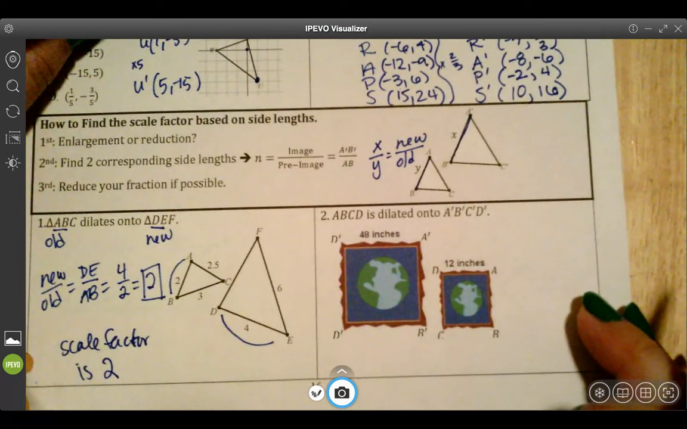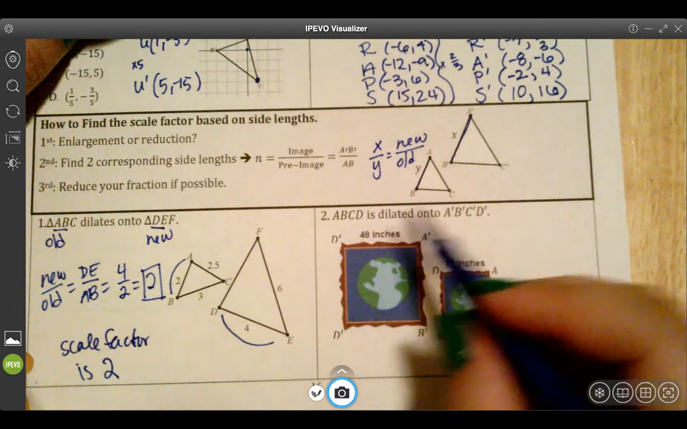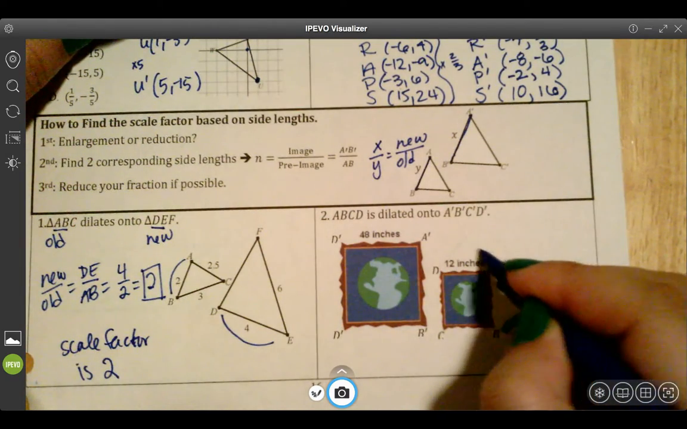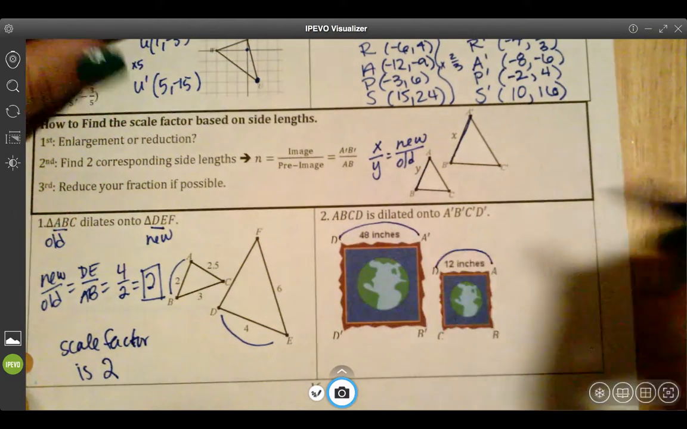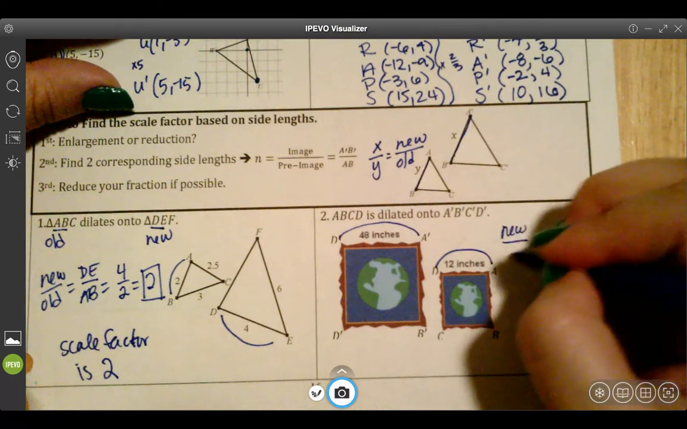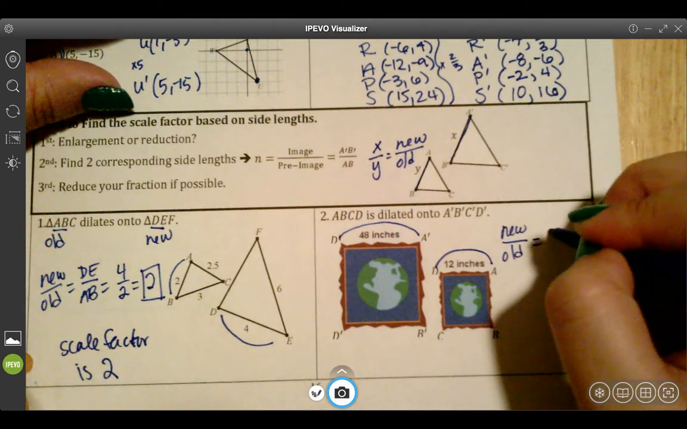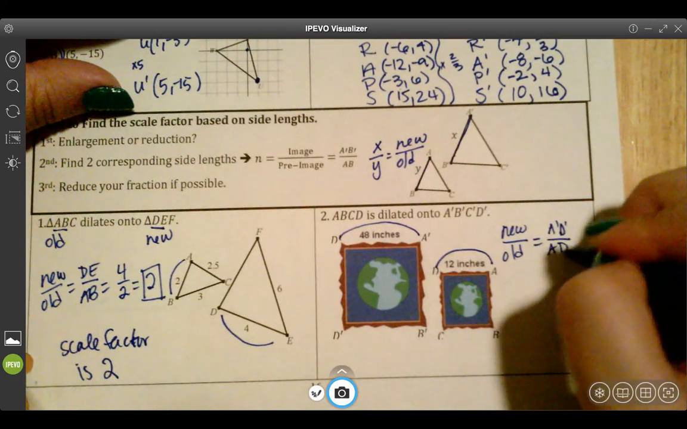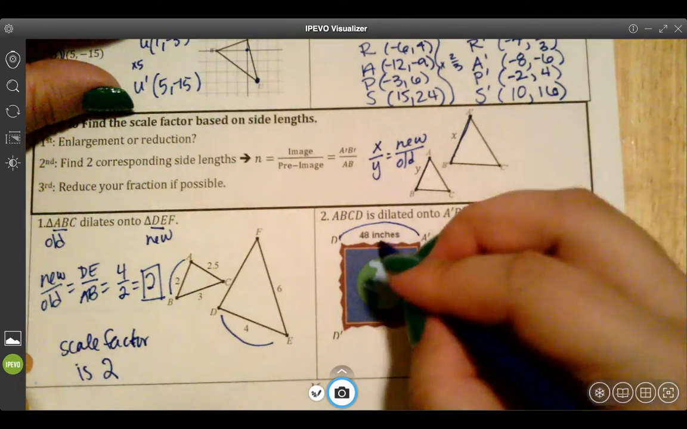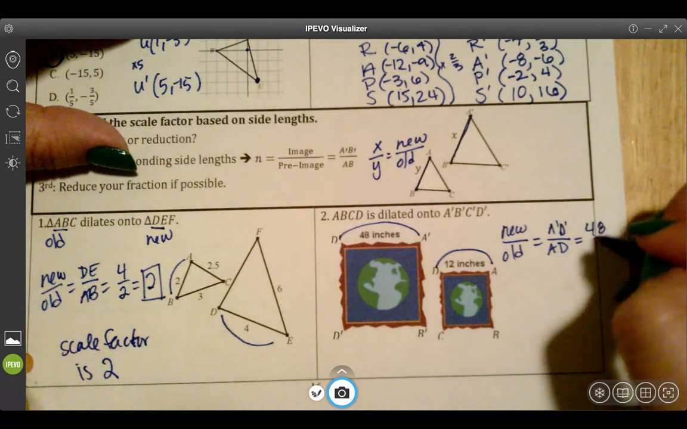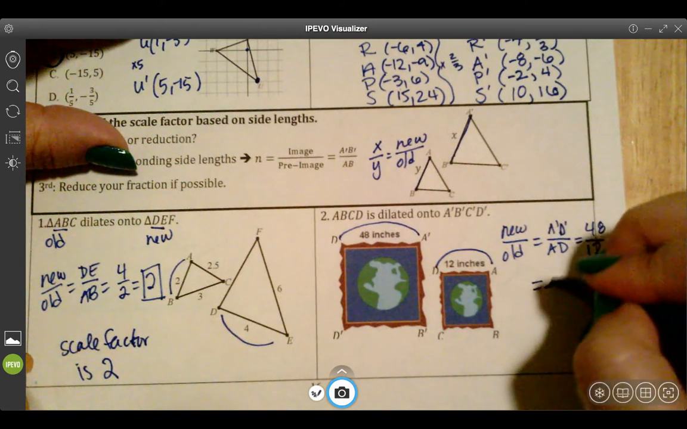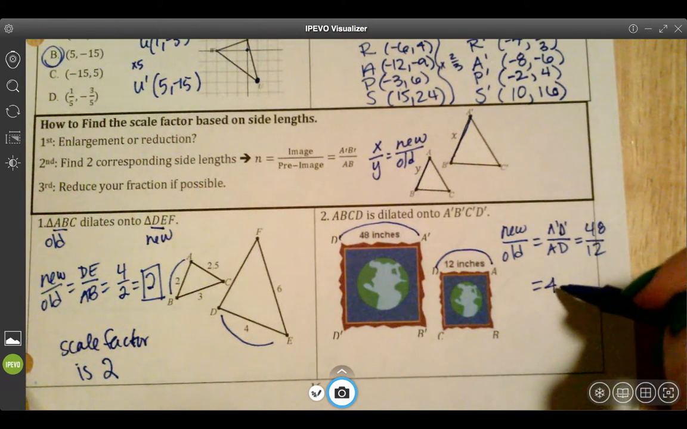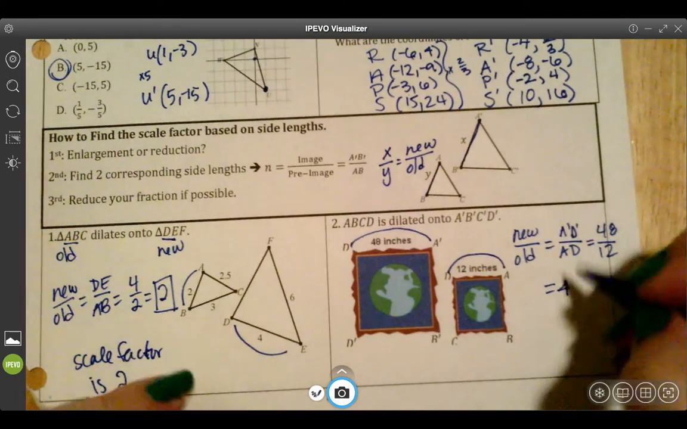For this next example, we have A, B, C, D dilating to A prime, B prime, C prime, D prime. So we have AD, A prime, D prime, new over old. New is the primes, old is no primes. So that's 48 over 12, which is 4. Then the question is, is my newer shape bigger? Yes.